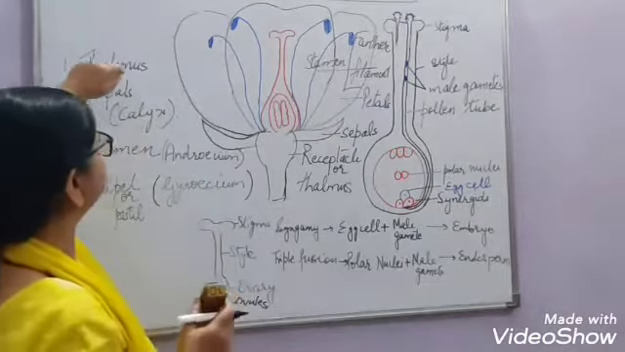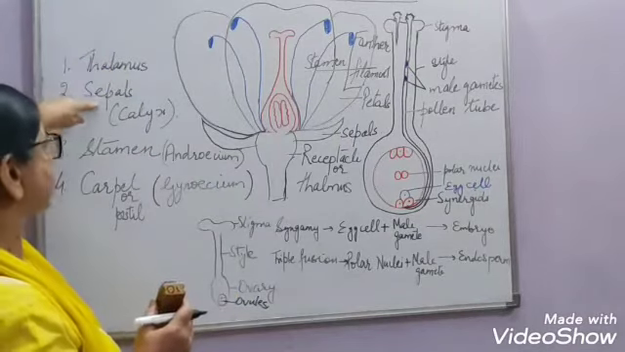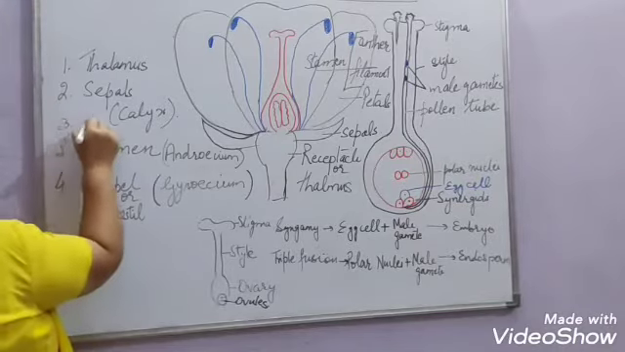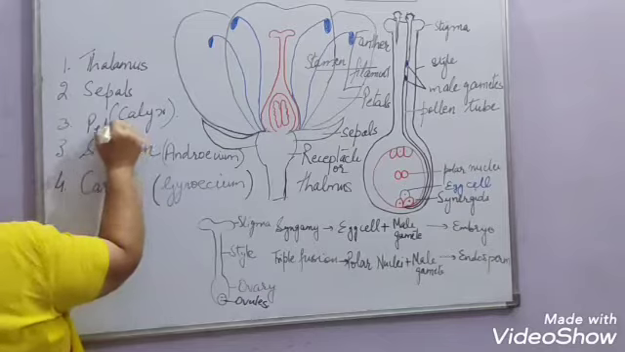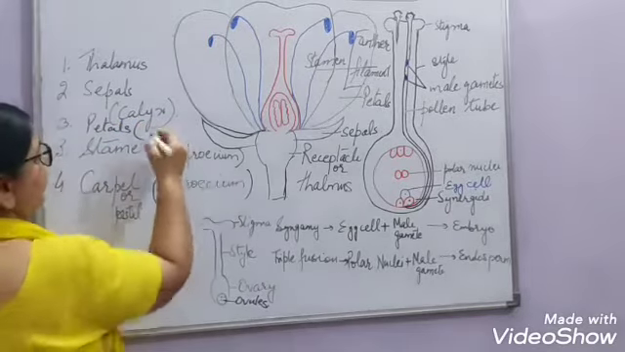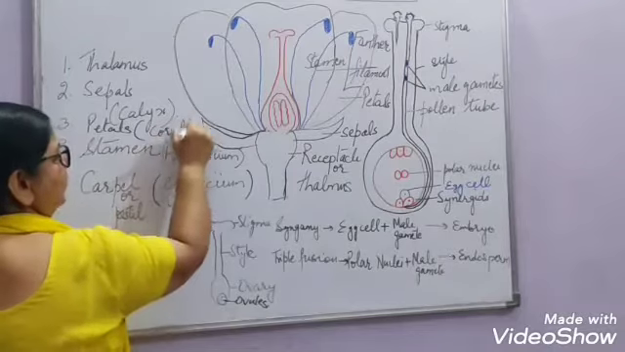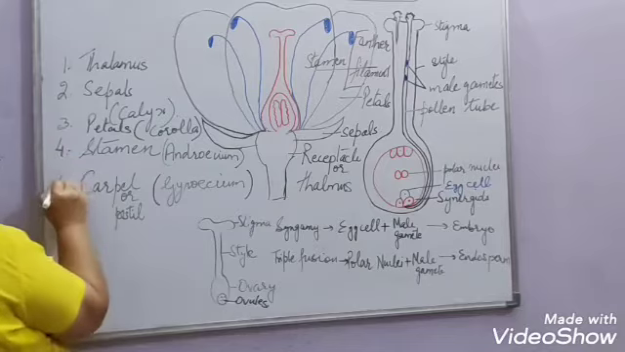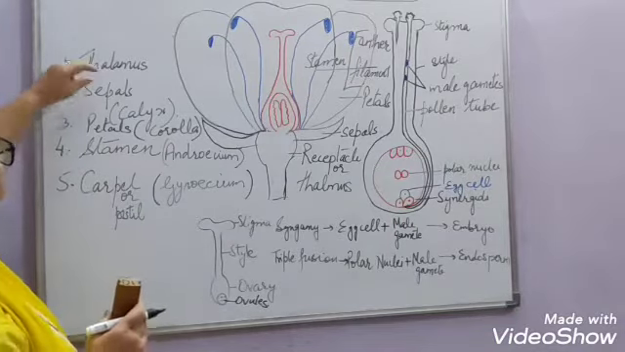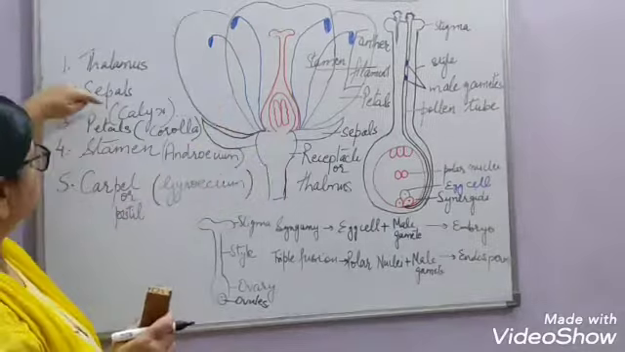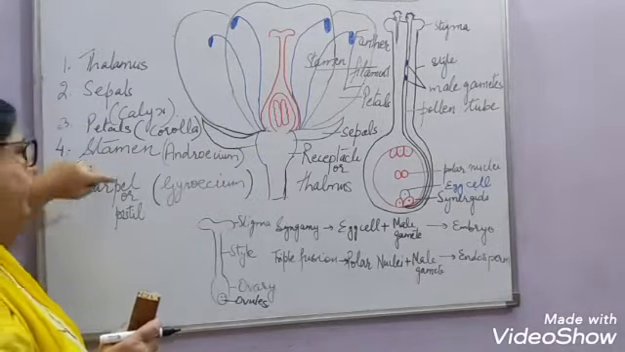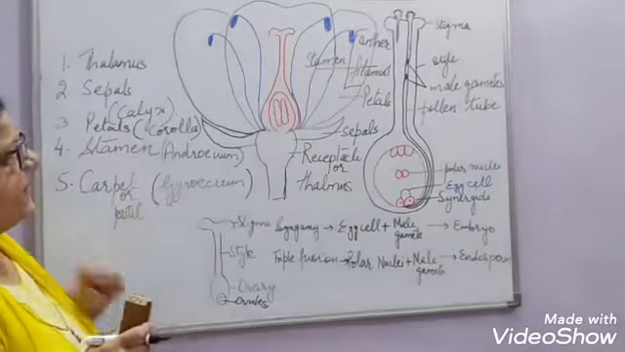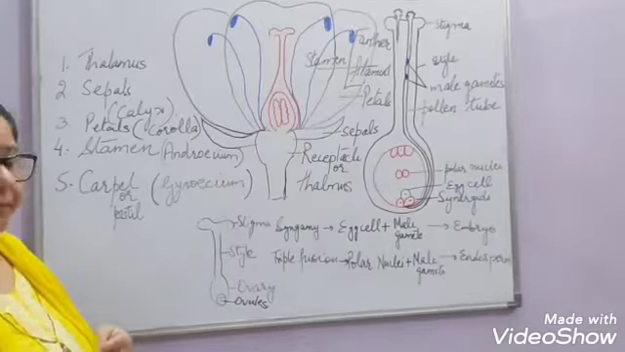So there are four main parts. The main four parts are sepals, then of course petals, I forgot to write here. The collection of petals is known as corolla. Right, so these are the main four parts. Of course, the thalamus is present at the bottom. Then the sepals, petals, stamen, then carpel or pistils. Right, so these are the main parts of the flower.